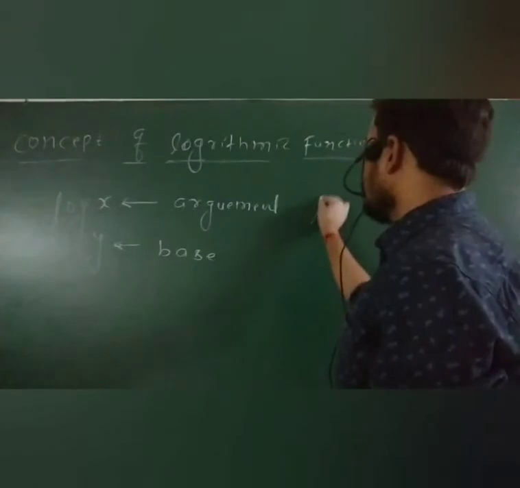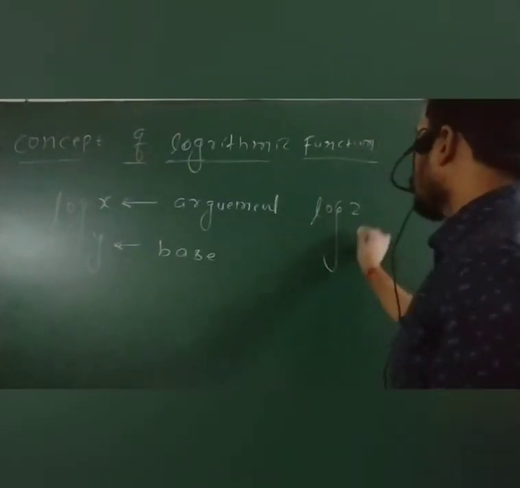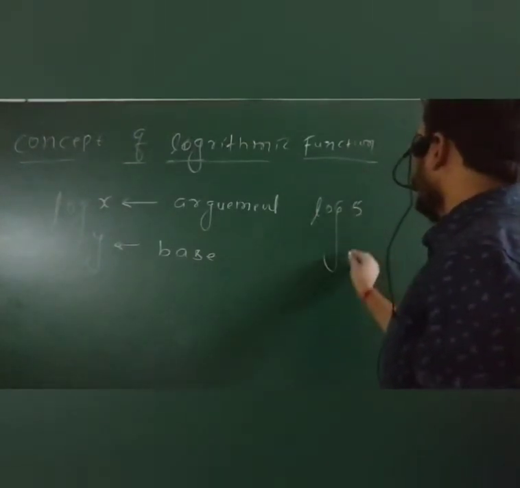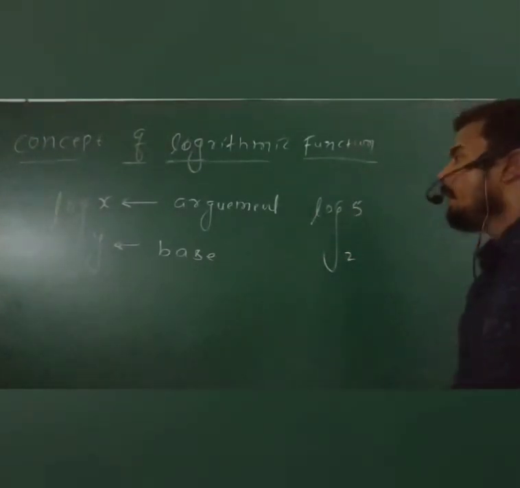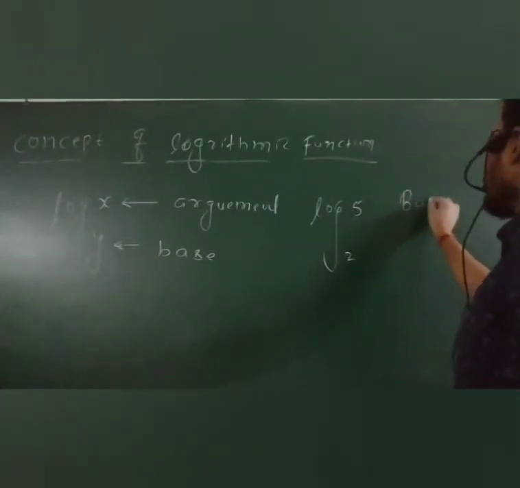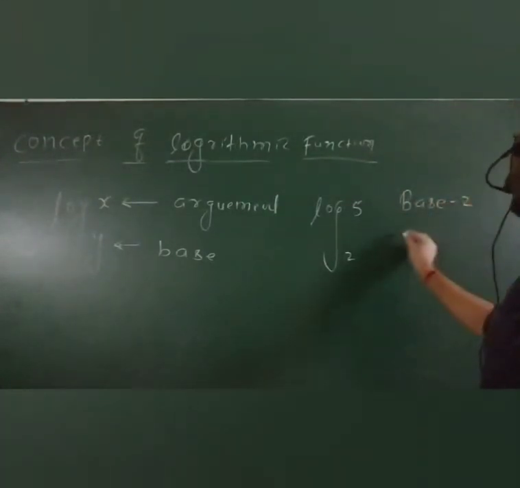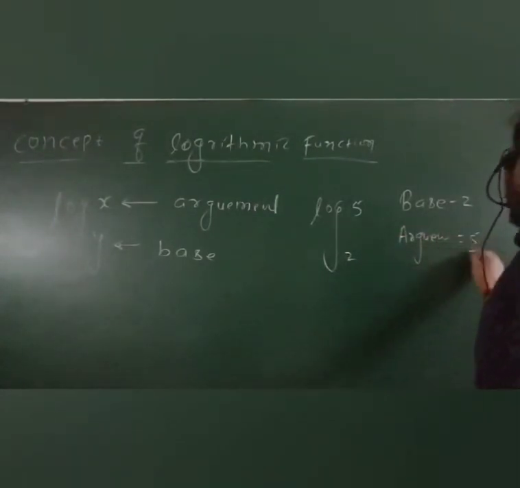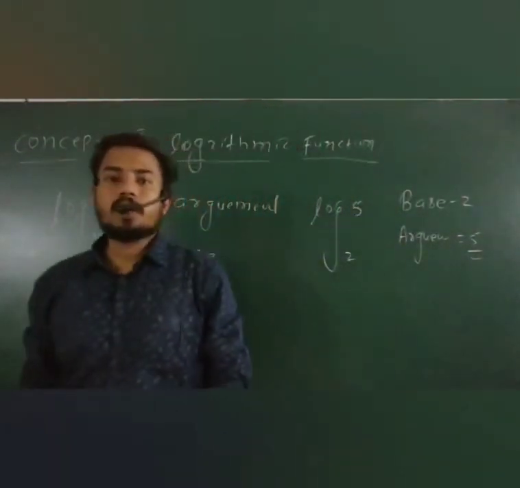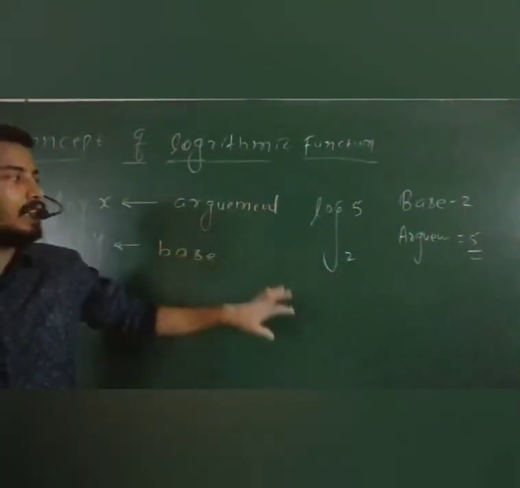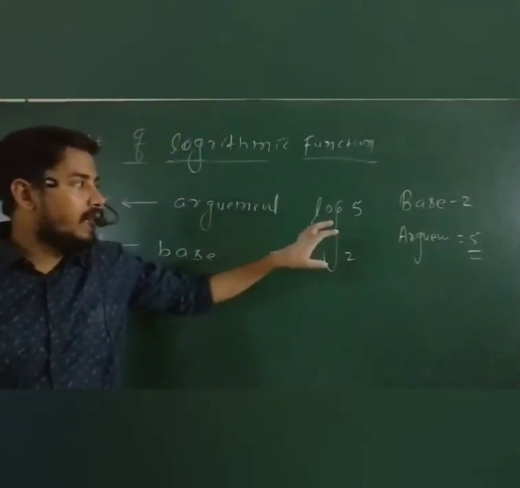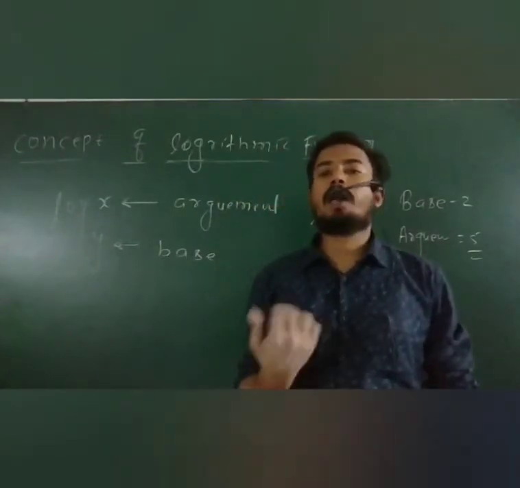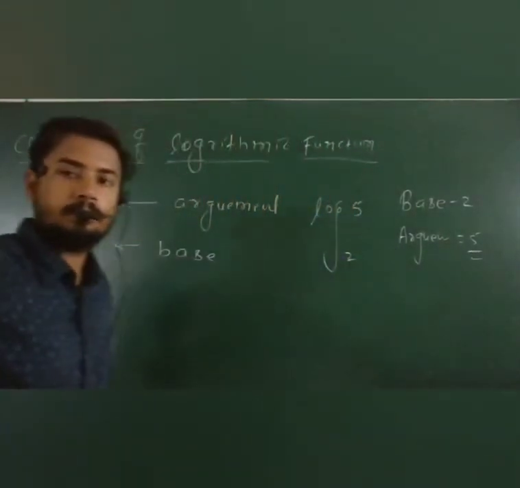Just take an example. Suppose that someone represents it like that, with 5 and 2. So here the base will be what? Tell me the base. Base is 2 and argument is 5. Done, buddy? So first of all, try to understand how we can identify the base and how we can identify the argument. Now we are coming to the next part: how to calculate the logarithmic value.